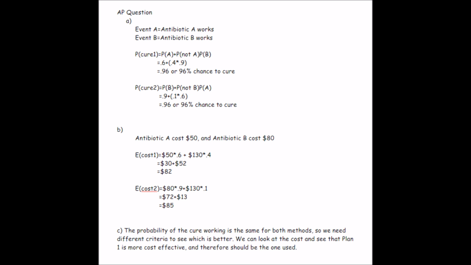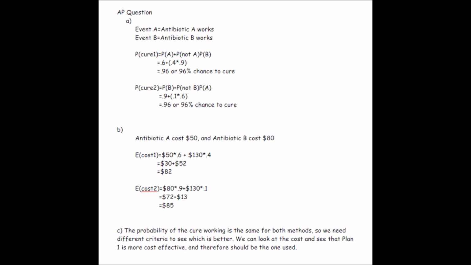A health insurance company intends to recommend one of the following two plans of treatment for children with this ear infection. Plan 1 is to treat with antibiotic A first. If that is not effective, then treat with antibiotic B. Plan 2 says treat with antibiotic B first. If it is not effective, then treat with antibiotic A.